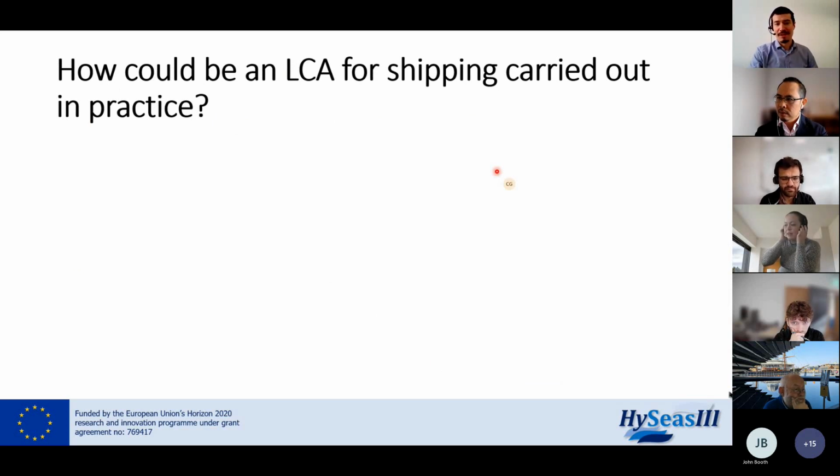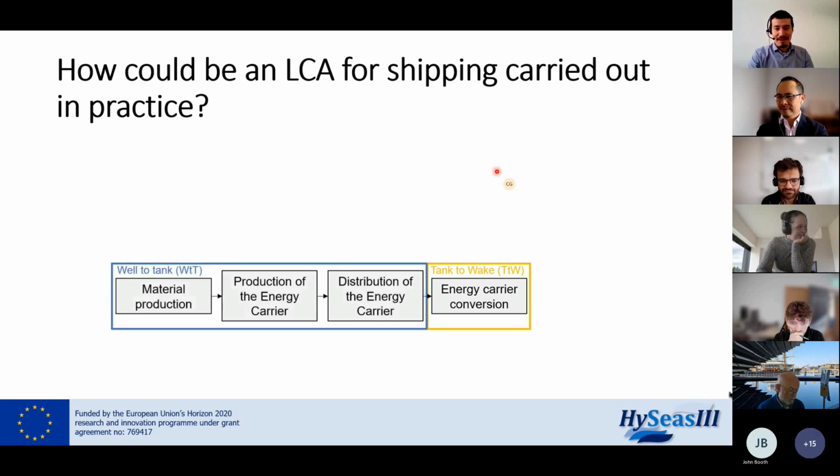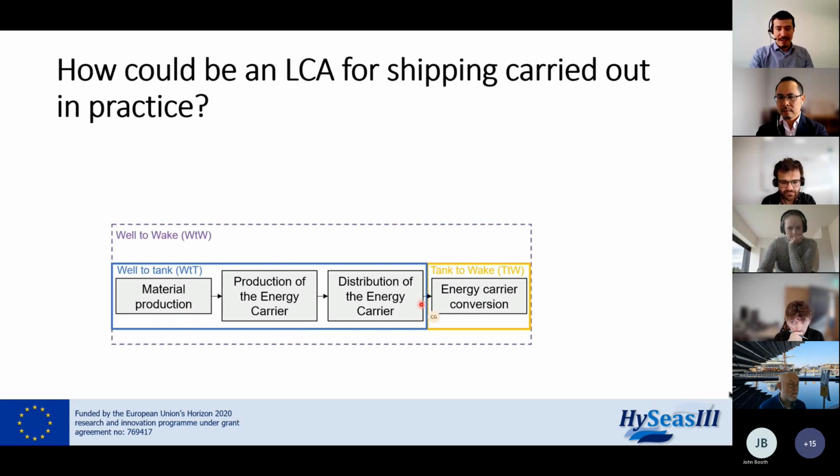Now, generalizing a bit more, we have the tank to wake part. I've also seen a tank to wave, but never mind, it's the same idea. And then we also have the well to tank part, where we have material production. In this case it would be the fuel. The production of the energy carrier can be any of the alternatives. Then, of course, we have a transportation part. And that's what we call the well-to-wake life cycle. So here, you can see the acronym.